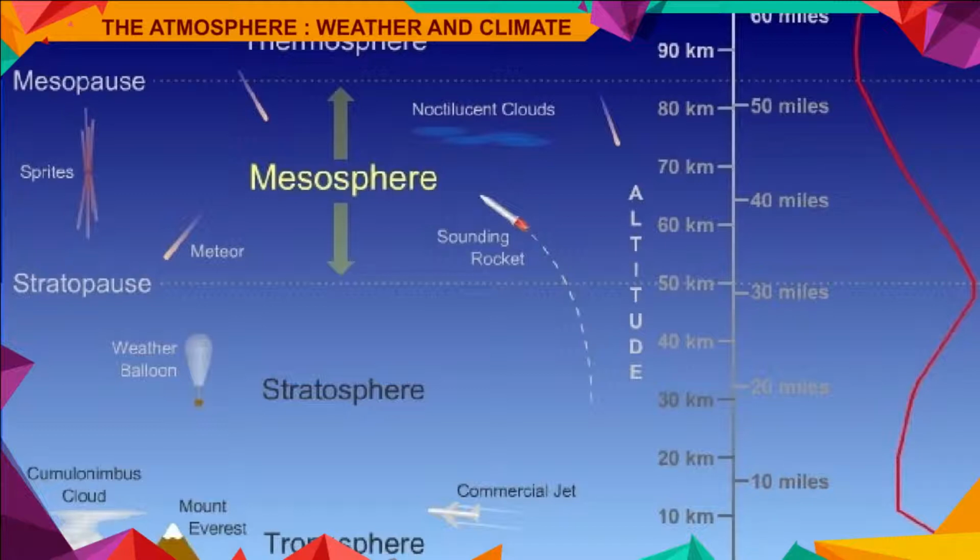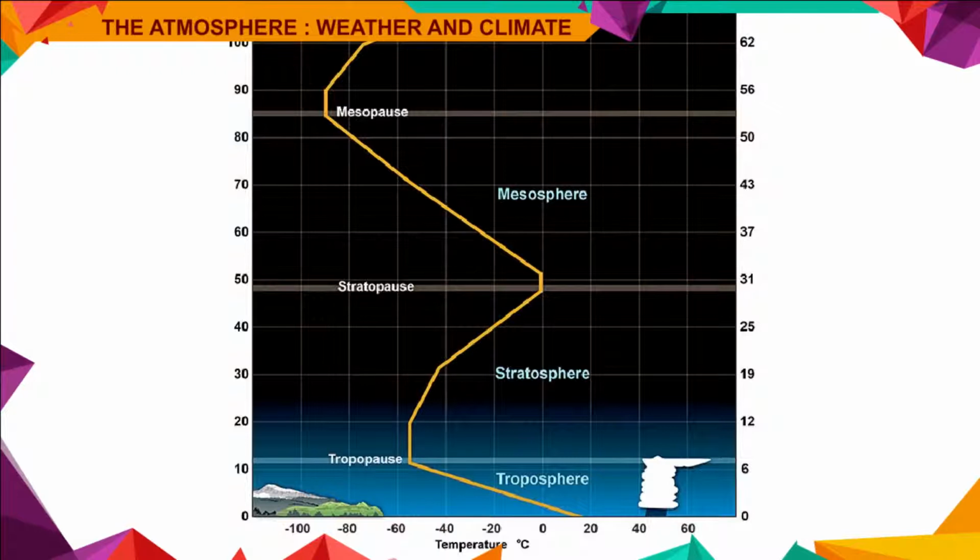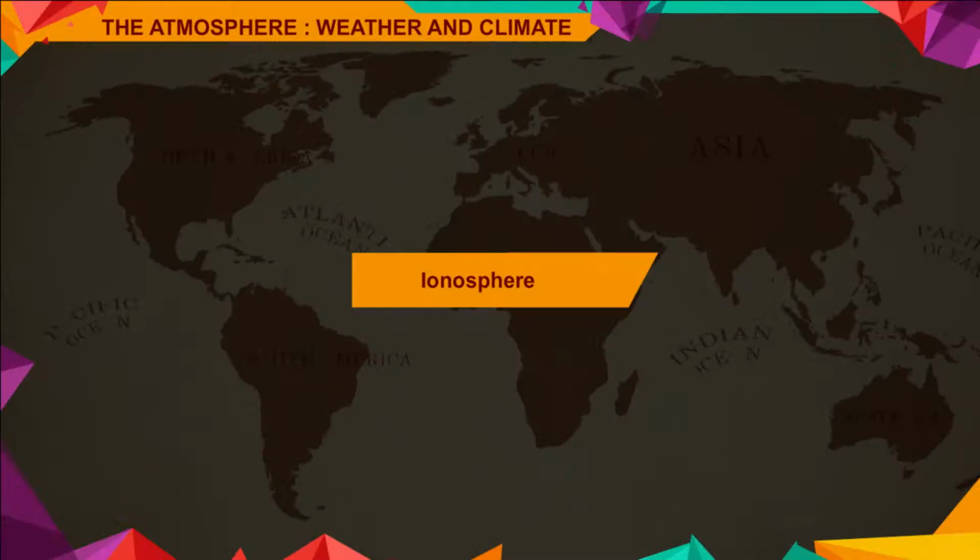Here, the temperature decreases with height till it reaches minus 100 degrees Celsius. This layer has the lowest temperature in the atmosphere. Meteors entering the atmosphere usually burn up in the mesosphere. The upper limit of this layer is called the mesopause.